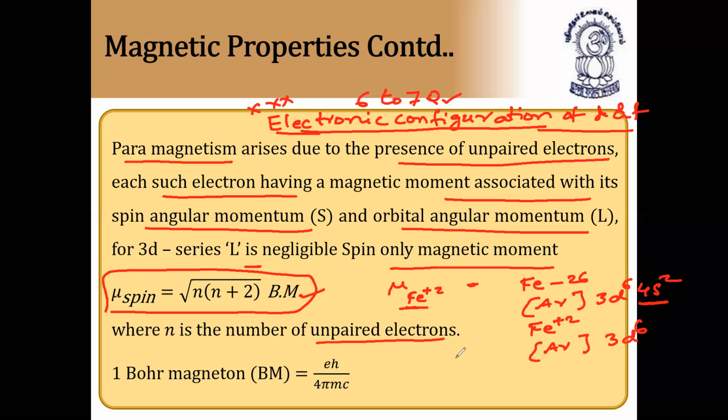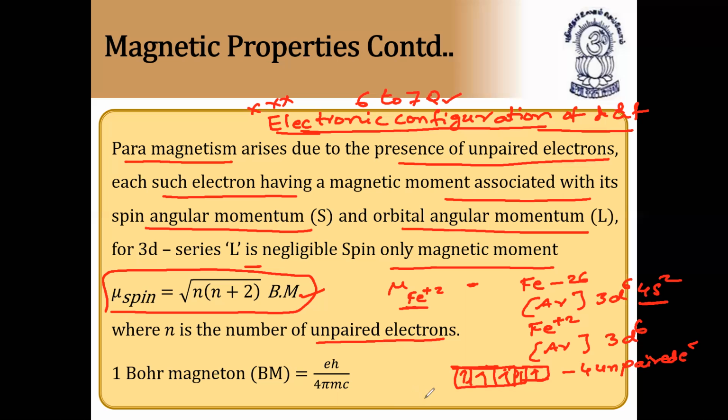3d6 means it has how many unpaired electrons? You can see here, 3d6. First electron, second electron, third electron, fourth electron, fifth electron. The sixth electron will start pairing. So how many unpaired? 1, 2, 3, 4 unpaired. It has 4 unpaired electrons.